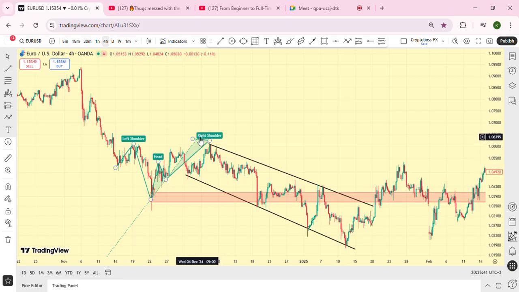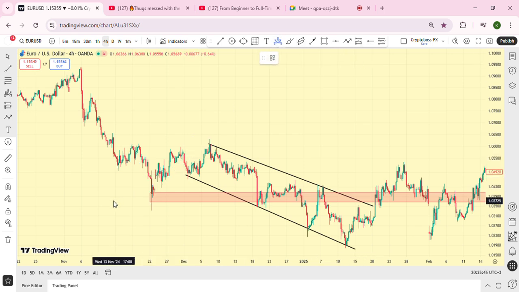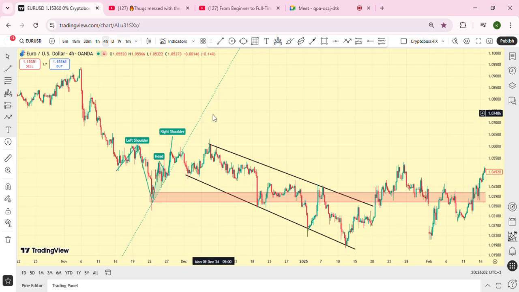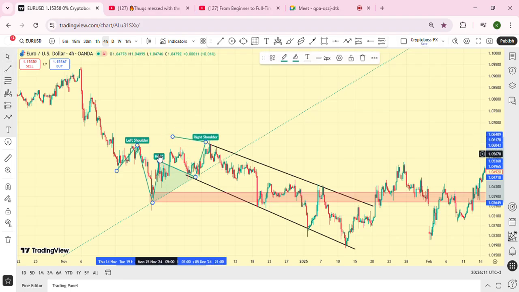Let me delete and do the demonstration again. So on this we have the left shoulder there, right? We have the head, and now here we use this one as the right shoulder, the small one. Or we can continue waiting for the market to form the bigger one, this one.